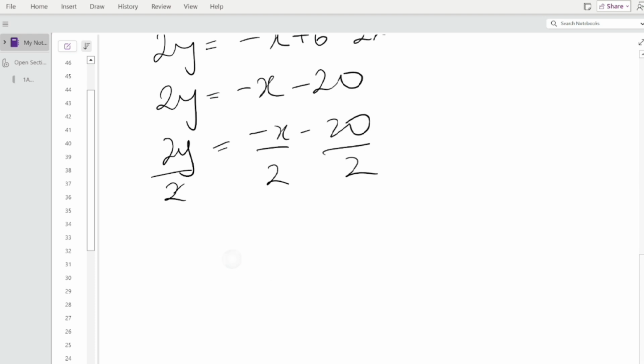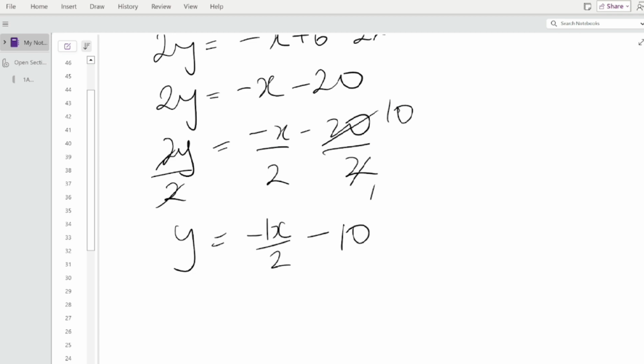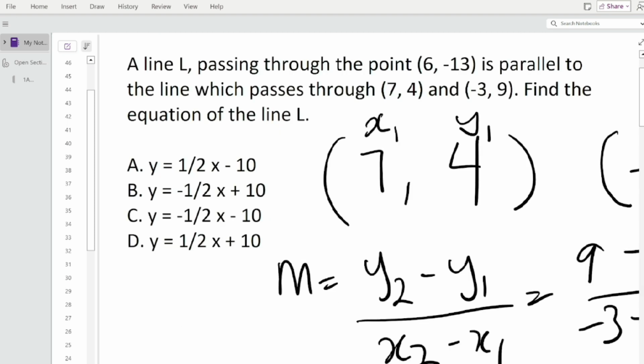So this 2 cancels this. You have y equals -x over 2, or -1x over 2, minus 20 over 2, 2 into 20 is 10. So you have 10 behind. So our answer is y equals minus half x minus 10. Our answer is C.